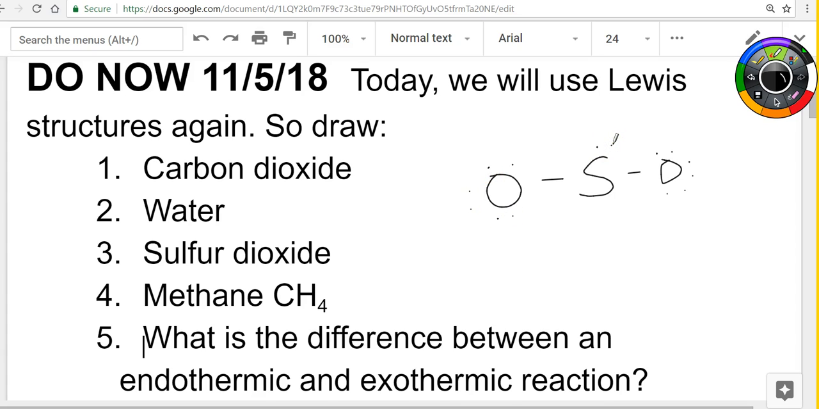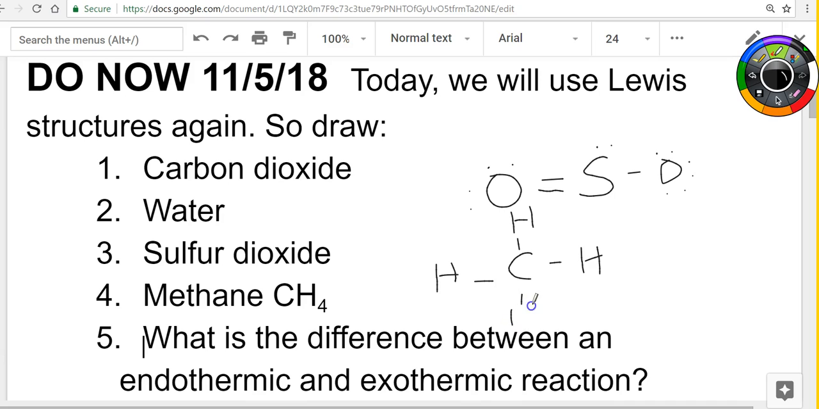What I was saying was I had 2 extra, so I put them on the central atom, and then I'm going to make a double bond. So sulfur actually has a lone pair and a double bond. And so sulfur dioxide is a bent shape as well. And then methane's pretty chill. Right. And that's it. Remember, hydrogen has a full octet with only 2 electrons because it'll have the electron configuration of helium, which only has 2 electrons.